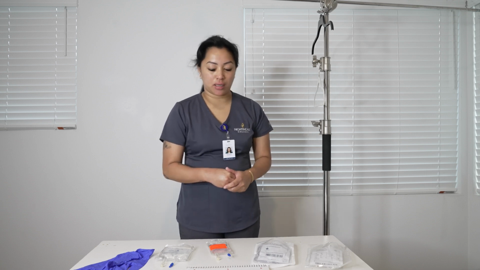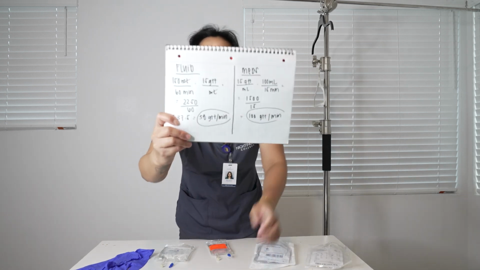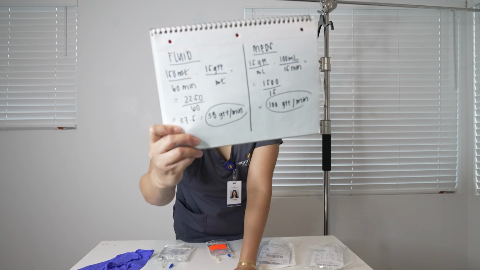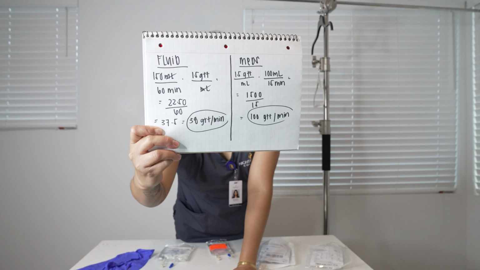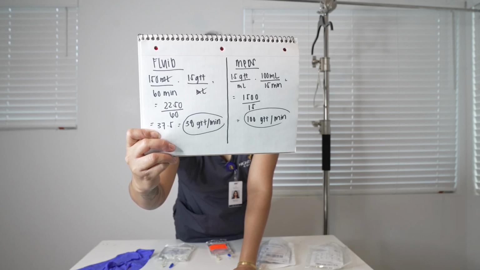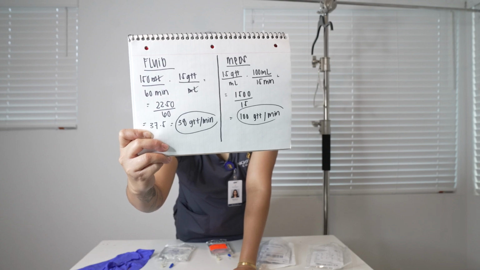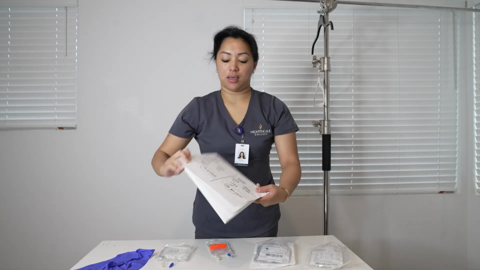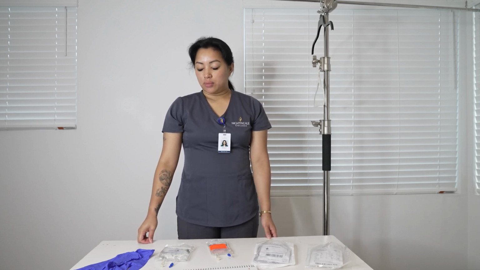Before I start, I am going to explain the equation. Here's my equation. The fluid will be 38 drops per minute. And then the amoxicillin that is ordered, the medication, will be 100 drops per minute. Alrighty. And before I start, I will show you my supplies.